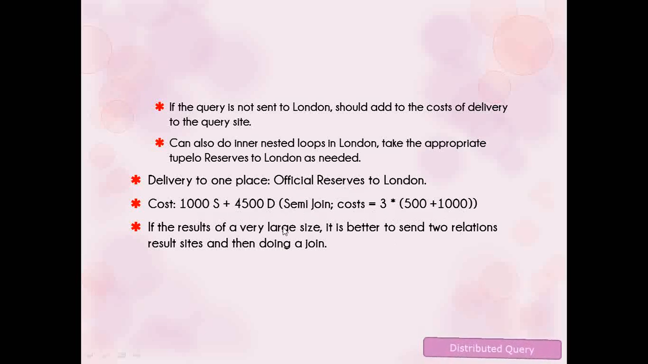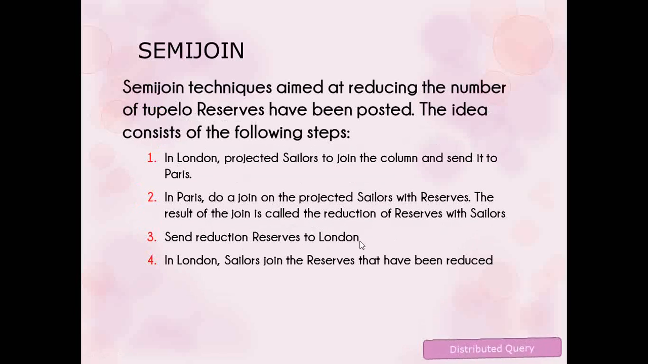If the result is of a very large size, it's better to send the relation to the result site and then do the join. Semi-join. Semi-join techniques aim at reducing the number of reserve tuples that have to be passed. The idea consists of the following steps.